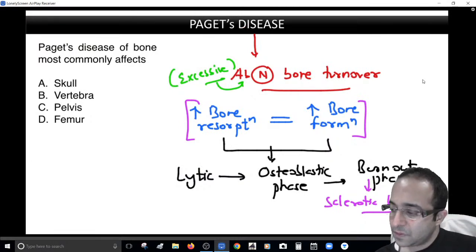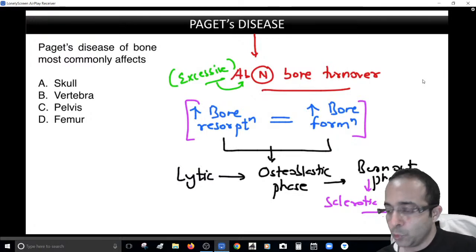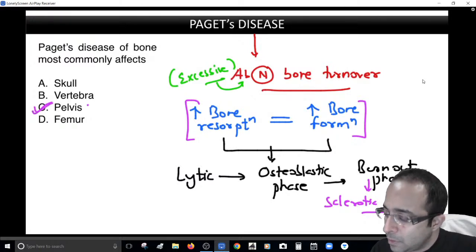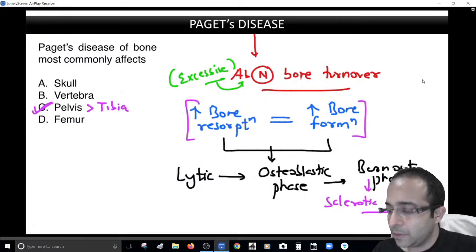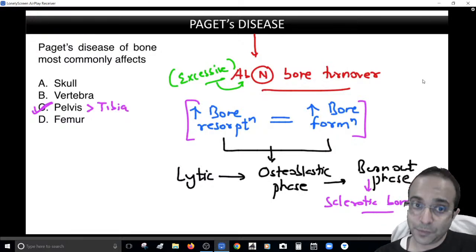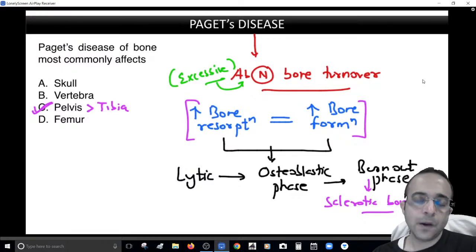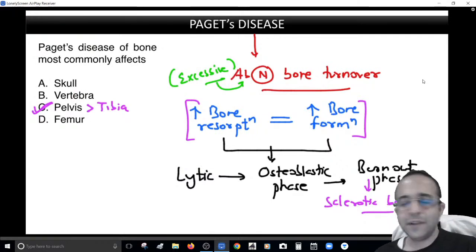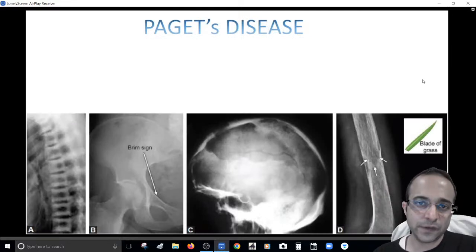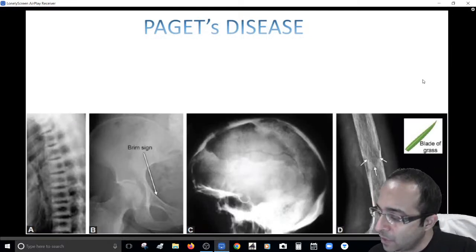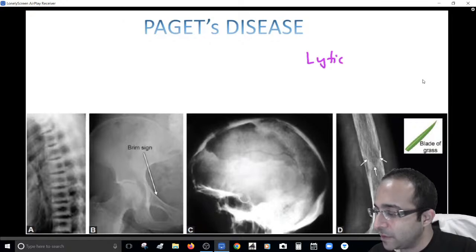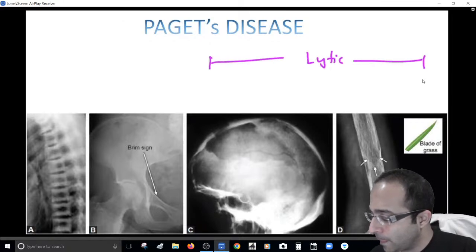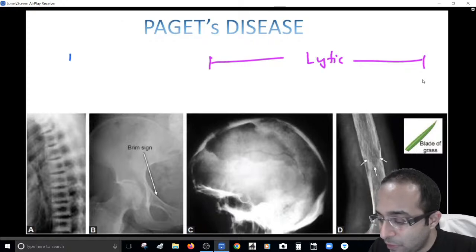In Paget's, the bone that would mostly be involved will be pelvis, closely followed by tibia. So these are the areas of involvement by Paget's: pelvis and tibia. Like in fluorosis, it was the interosseous membrane. Although other bones can also be involved, and even vertebra can also be involved in Paget's. In fact, I'll just take you through the classical X-ray signs of Paget's. So these are the signs that you may find in that lytic phase, and these are the signs that you may find in that blastic or the burnt out phase.